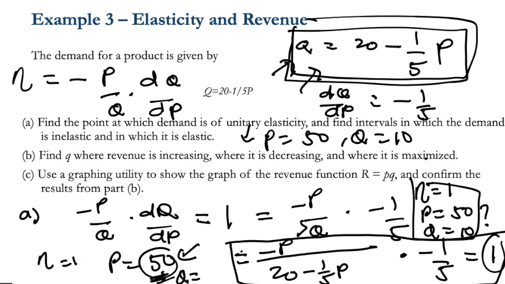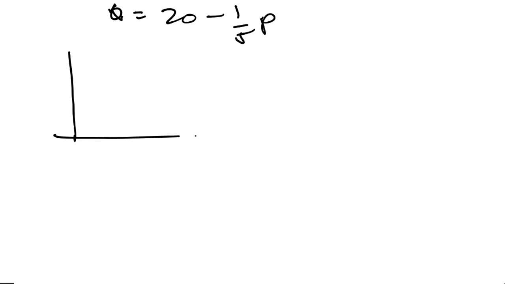Graphically, you try to put it in the form of a graph. So the question gives you Q equivalent to 20 minus 1/5 P, isn't it? So draw the graph, P here, Q here. Find the intercepts, vertical and horizontal.